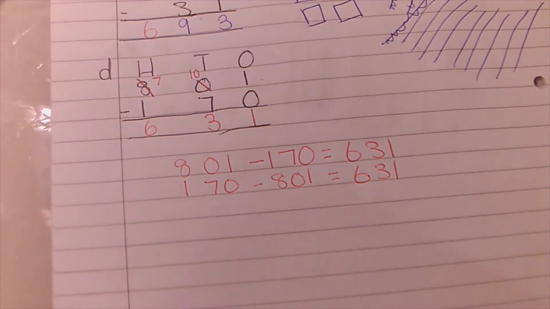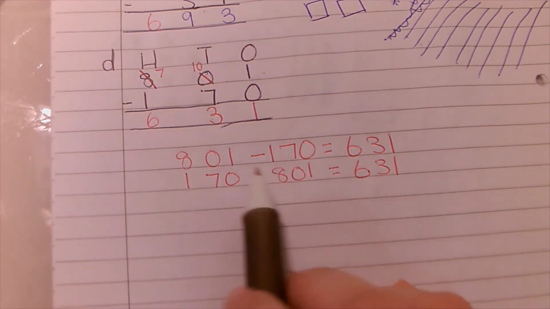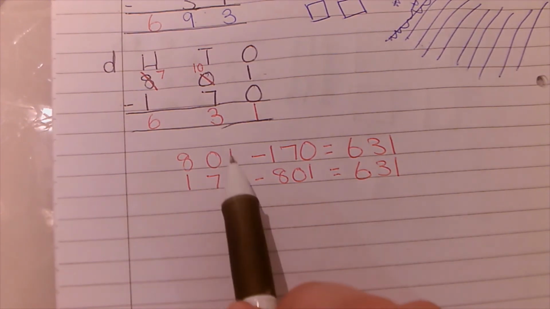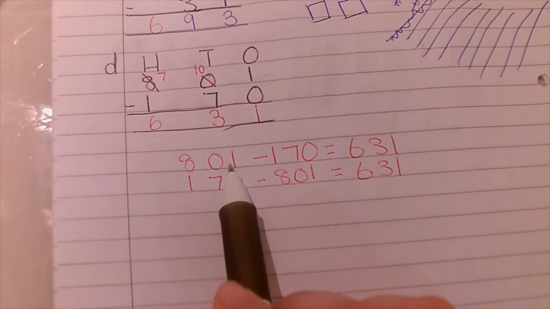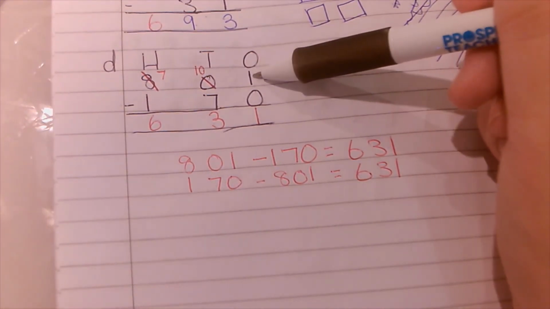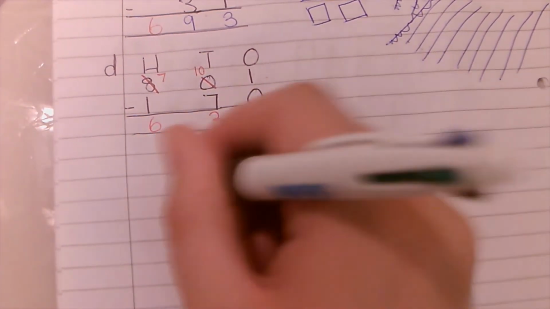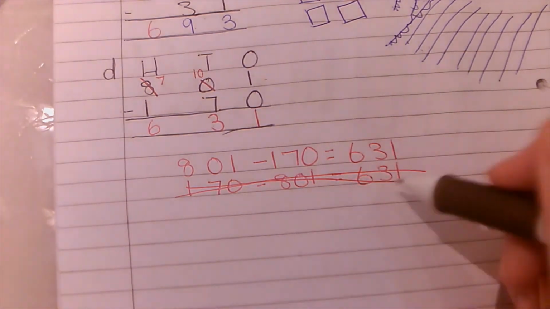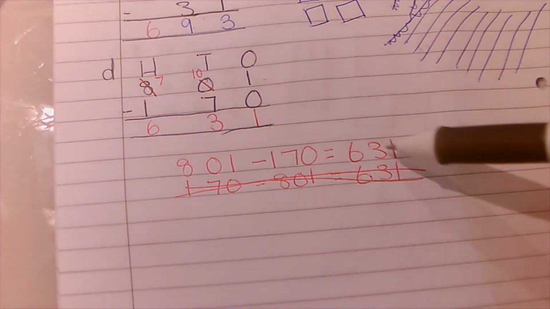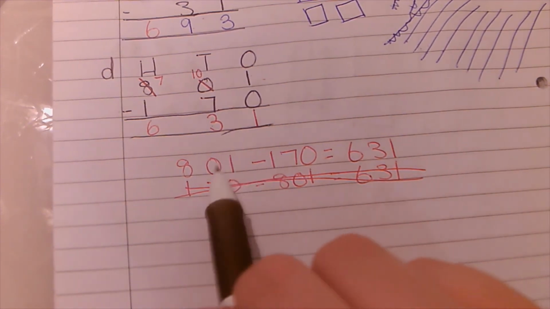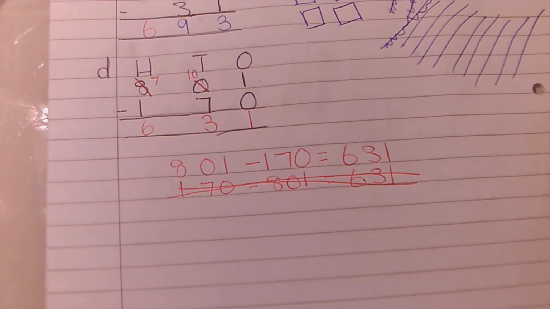What do you think? So it should be 801 take away 170, because remember, the bigger number should be at the start, and the number that's at the top of our column method should be at the start of our number sentence. This one is not true. If we did that one, it would be a minus number, but this one is true. Okay, so it's not like adding. It does matter. Be careful which way around you put your numbers in your number sentence.